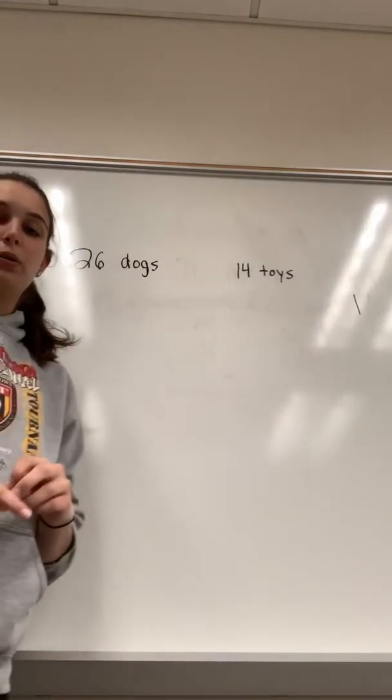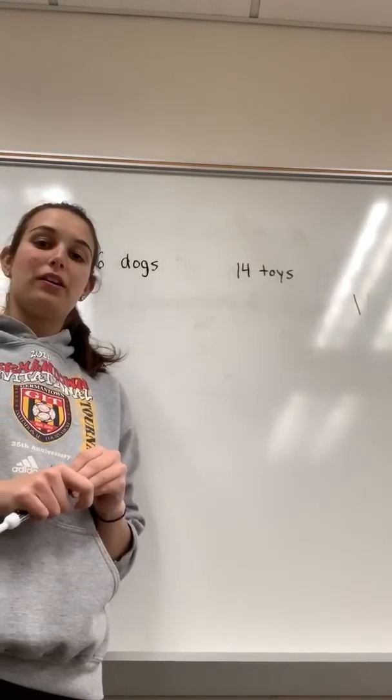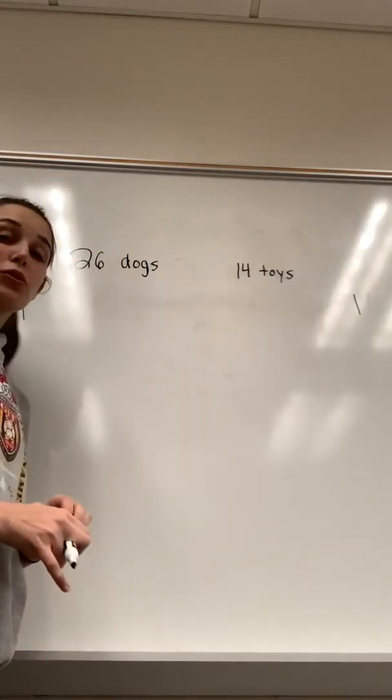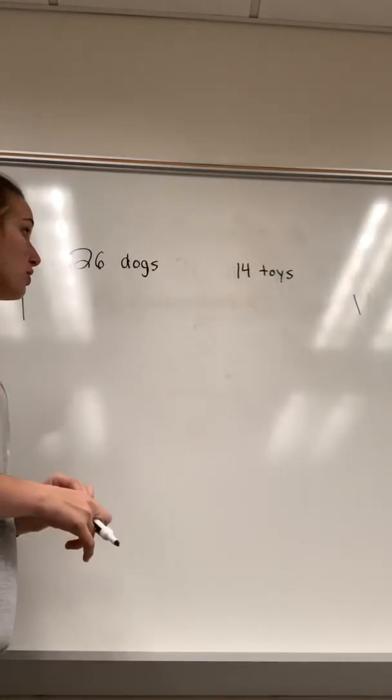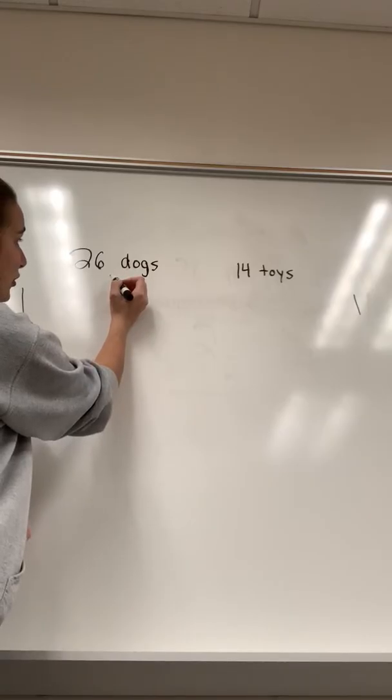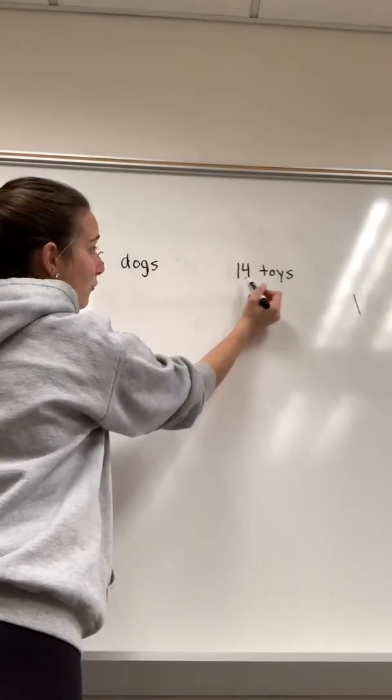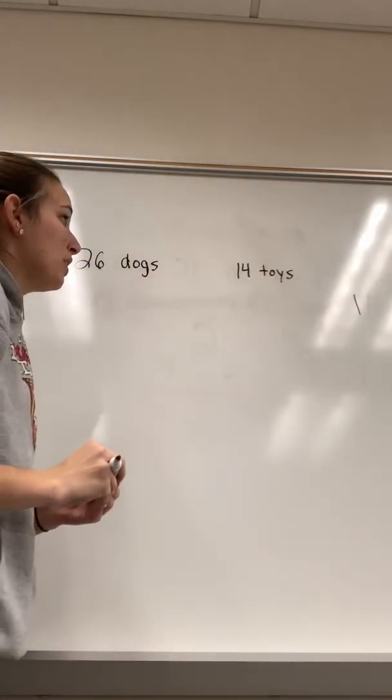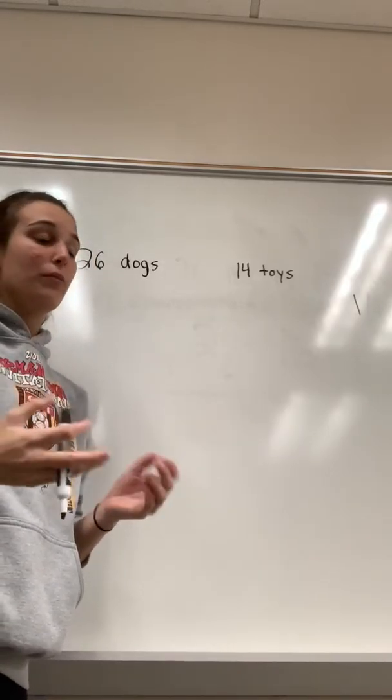For this explanation, I will be explaining the partial products method of multiplication. So the story problem for this explanation is Sally had 26 dogs and each dog had 14 toys. So how many toys did Sally have in all?